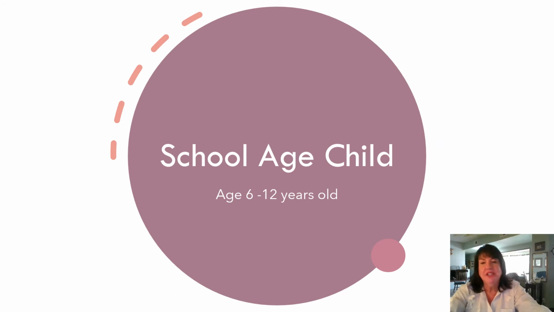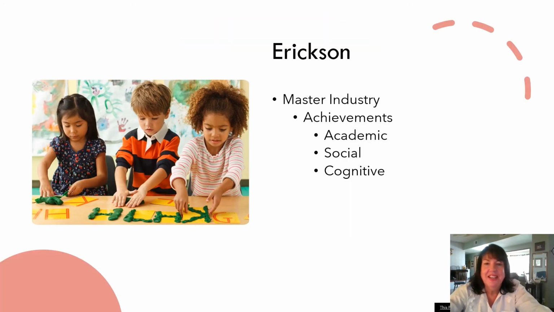The school-age child is considered a child between the ages of 6 and 12. These children, as we know, are in the school system or being homeschooled, but their education is compulsory, and hence the term school-age child. Erikson, whom you all have studied before in your psychology classes, describes the school-age child as having the goal of mastering industry. They are achieving things that can be academic, social, cognitive, and they're very concerned with this.